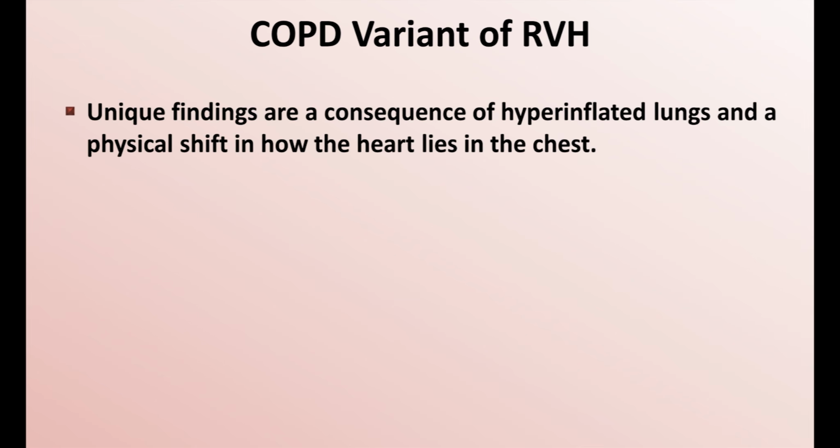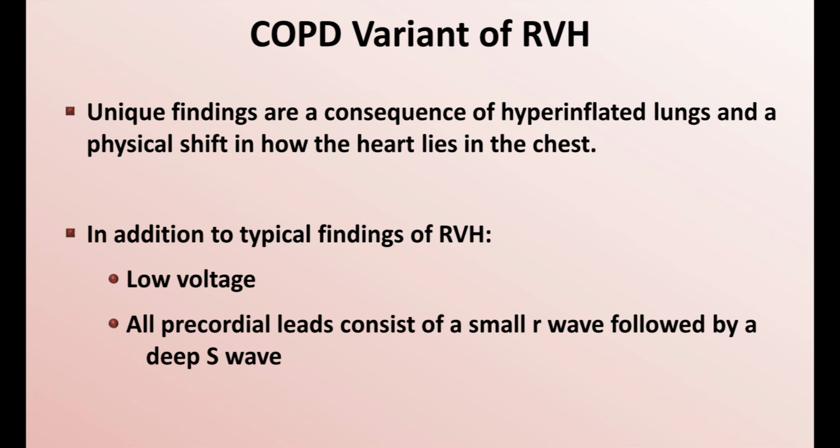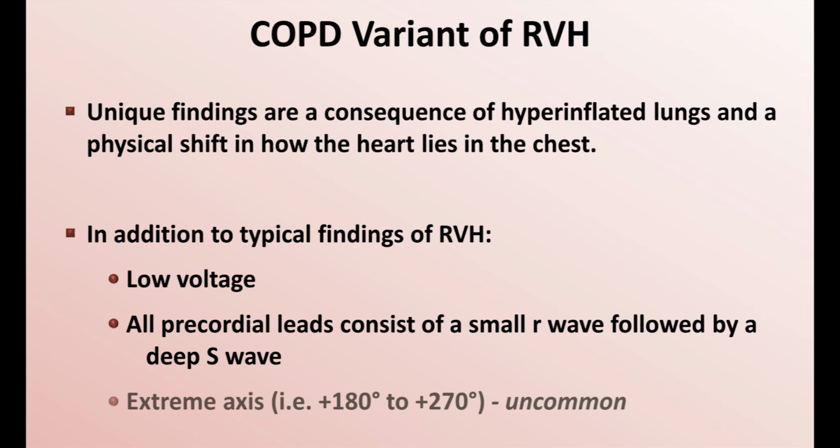There is a distinctive variant of RVH seen in COPD, sometimes referred to as the pulmonary disease pattern. The unique set of findings are a consequence of hyperinflated lungs and a physical shift in how the heart lies in the chest. In addition to the typical findings of RVH, also present can be low voltage, a small R wave followed by a deep S wave in all precordial leads, and an extreme QRS axis. The last of these features is particularly uncommon.